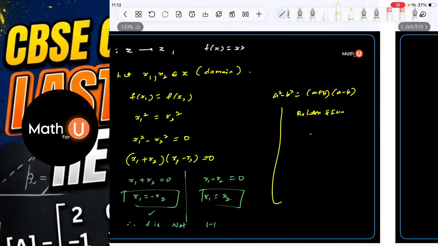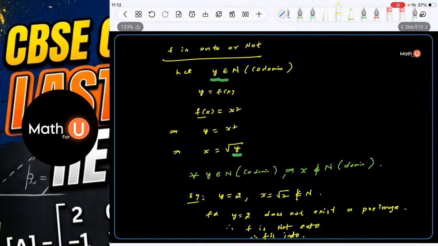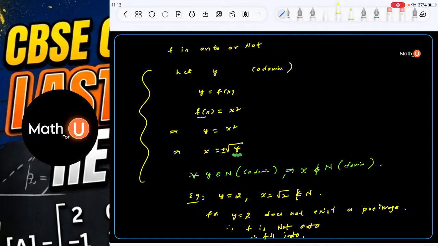And how to check whether the function is onto or not? The same, but in place of natural numbers just take integers, and here you get plus or minus. Y belongs to the integer codomain, but x does not belong to integers. Example, y is equal to root 2, x equal to root 2. These both are the same, you can use this one.